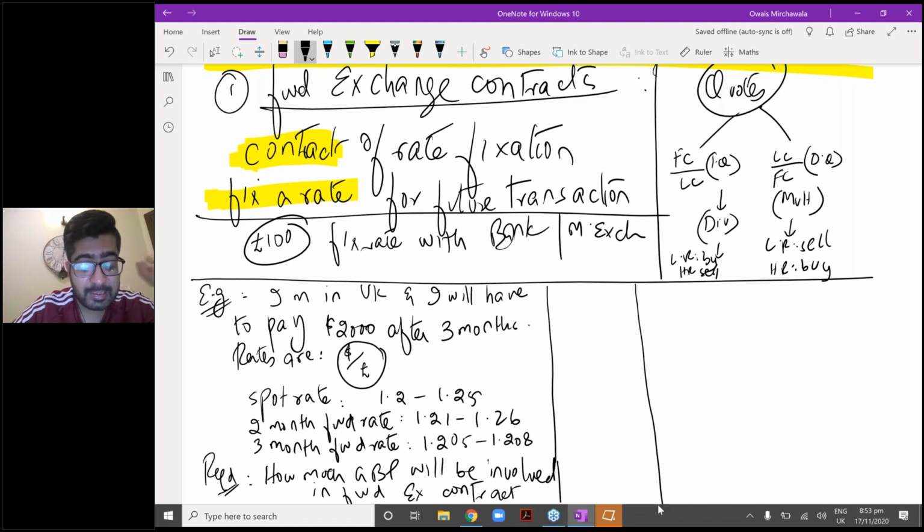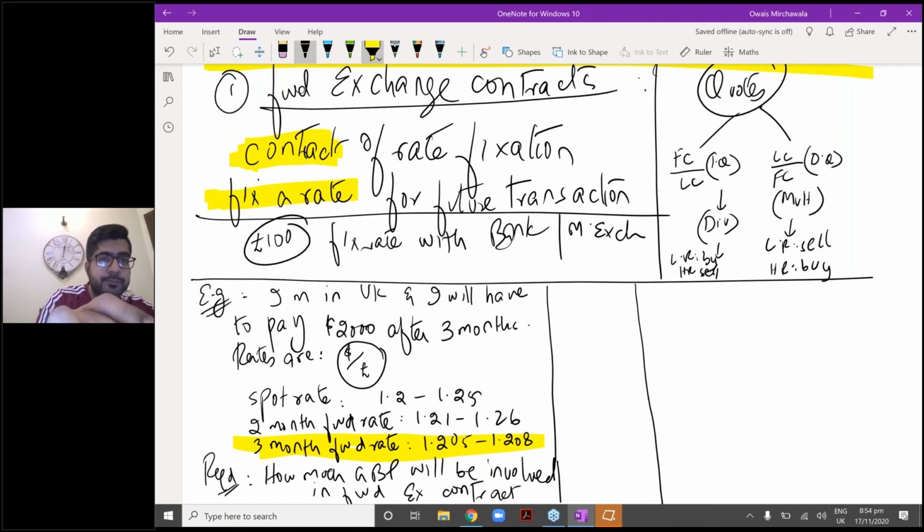Now, let's see how a forward exchange contract answers. It's very easy. The company is in UK and has to pay $2,000 after 3 months. Remember, if you have to pay someone after 3 months, only the 3-month rate is relevant, no other. If after 4 months, only the 4-month rate is relevant. If after 2 months, only the 2-month rate is relevant. So highlight this. Number 1.